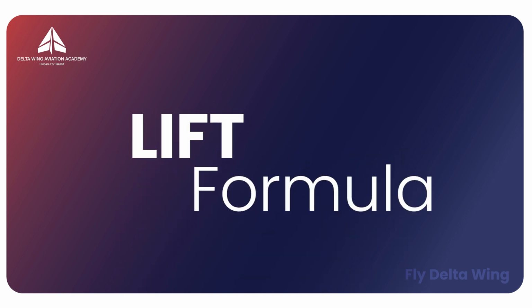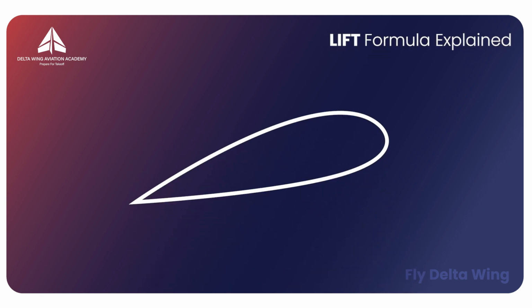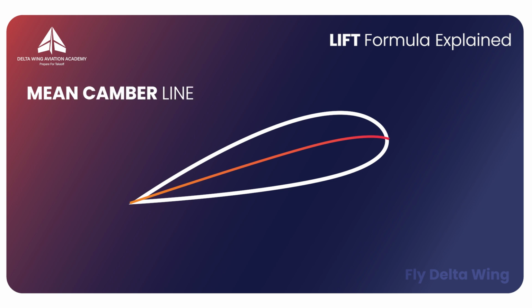Firstly, let's define some wing and air characteristics. This is a cross-section of the wing. If you slice the wing exactly in half, you will get the mean camber line. The mean camber line is the precise center of the wing's thickness. So at any point along the mean camber line, the top slice matches the bottom slice.